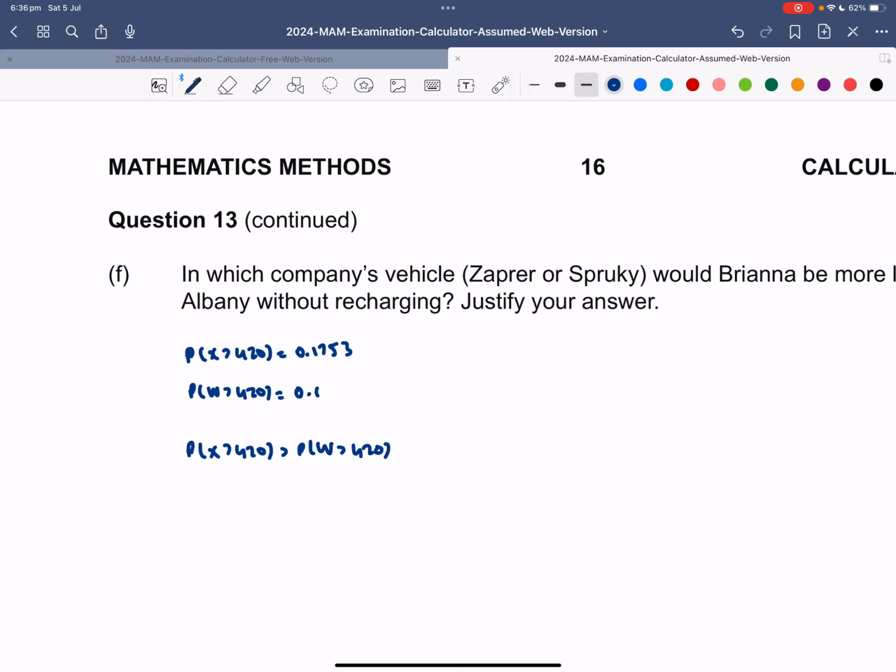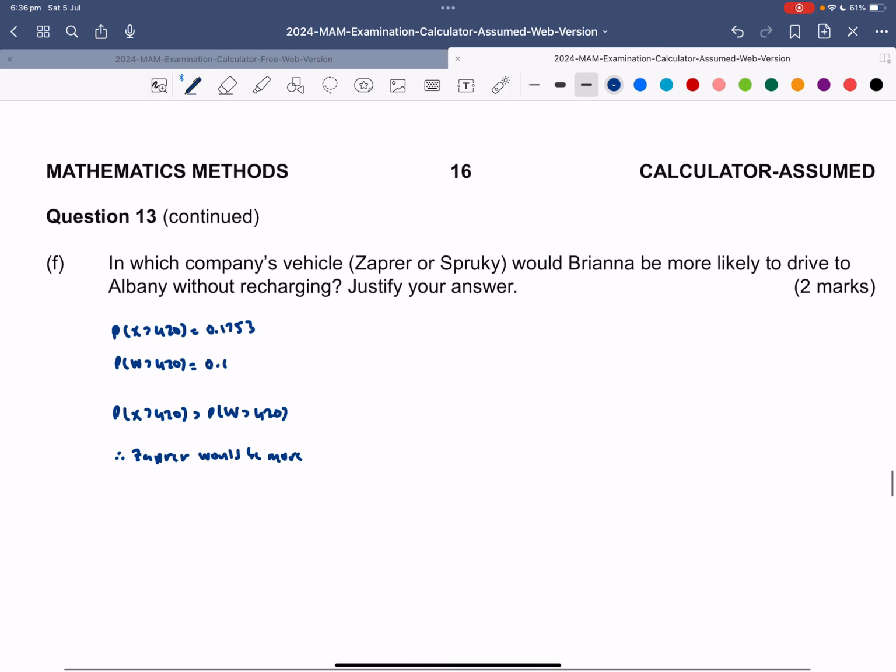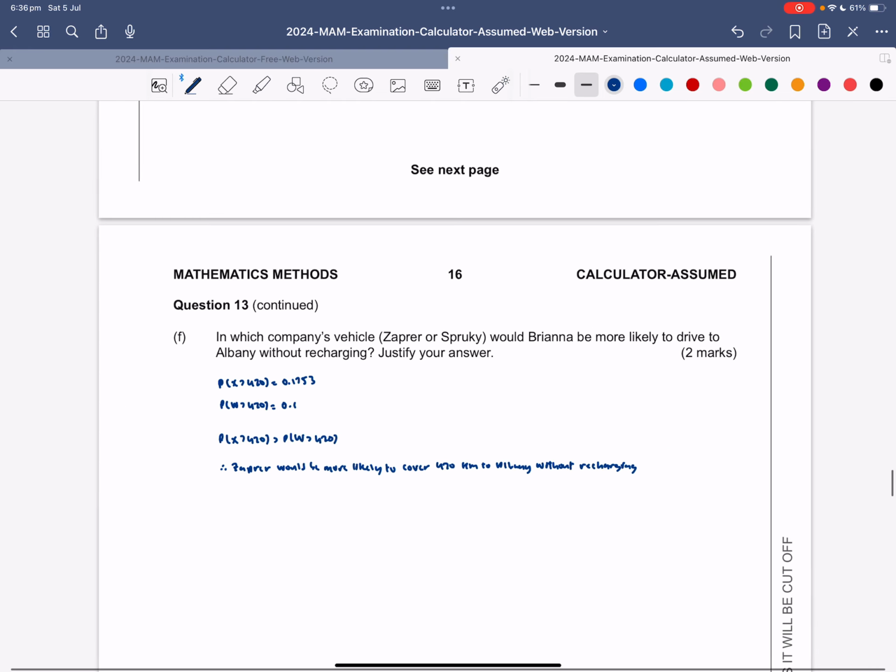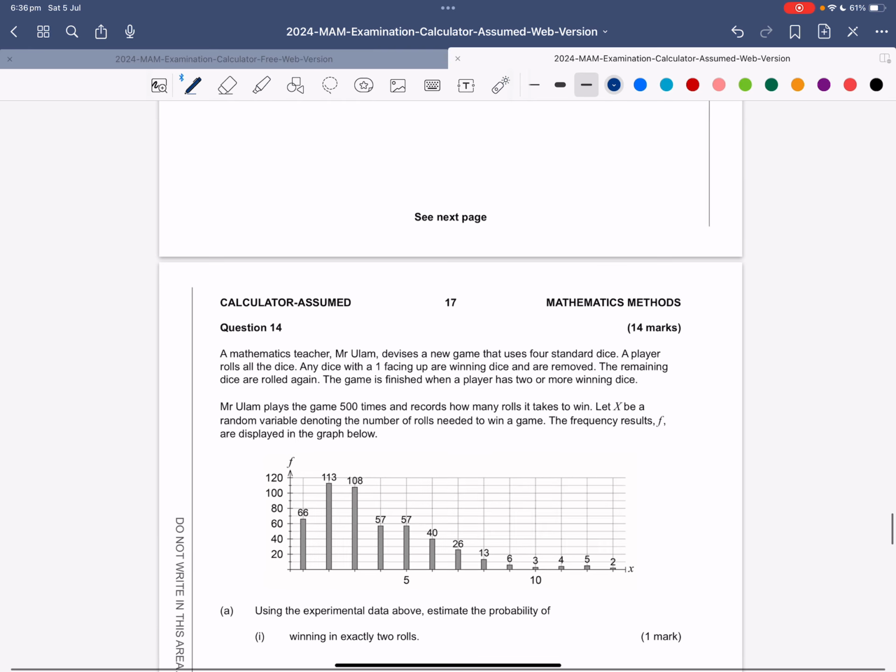So therefore, we can basically say the Zapra would be more suitable, would be more likely to cover the 420 kilometers to Albany without recharging. Quite easy, 2 marks. Okay, cool. All right, question 14.